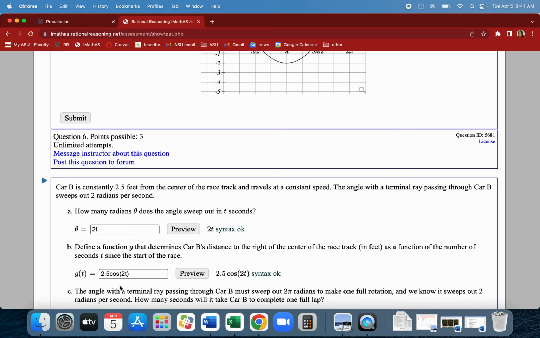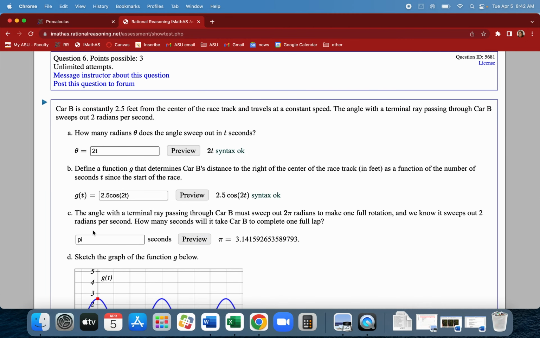If I want to know the relationship between S, R, and theta, arc length traveled, radius, and theta, all the way around is 2 pi. I know what my radius is. Oh wait, what were we doing? How many seconds to go all the way around? So in the previous question, we're going 2 radians per second, which means it takes pi seconds to go all the way around.